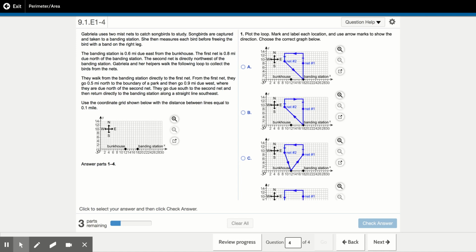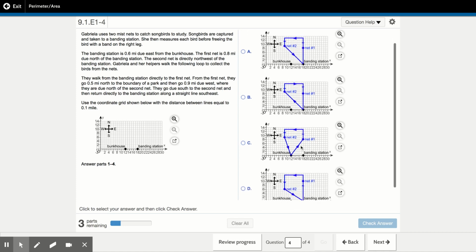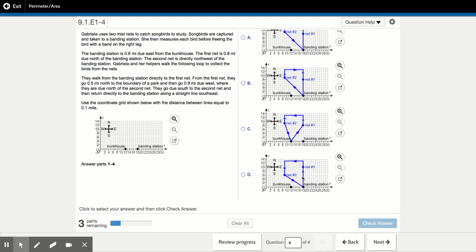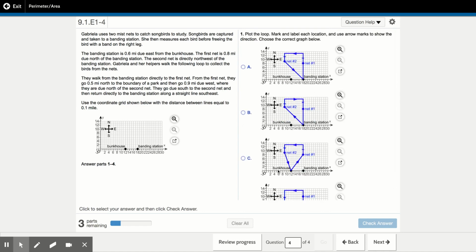And so for this one, it says plot the loop, label each location, and use arrow marks to show the direction. Choose the correct path below. They walk from the banding station directly to the first net. So banding station to the first net would be here, which means we will be going in this direction. Just find which one goes in that direction, right? It looks like A and D go in that direction.